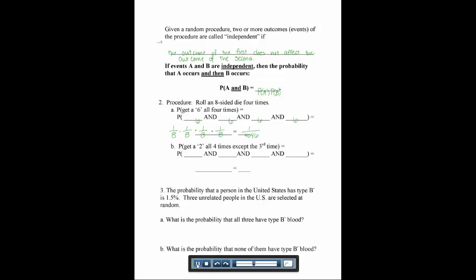Then we can do a similar one here. Find the probability we get a 2 all 4 times except the third time. That means we want a 2, and then another 2, and then anything but a 2, so we'll say not 2, and then another 2. The probability of getting a 2 the first time is 1 out of 8. The probability of getting a 2 the second time is 1 out of 8. The probability of not getting a 2, well, there are 7 things that aren't 2 out of 8. And the probability of getting a 2 the last time is 1 out of 8. So here our probability would be 7 over 4,096.